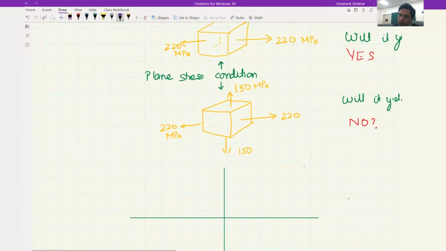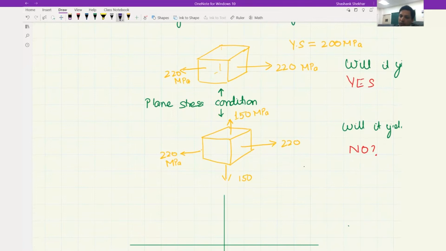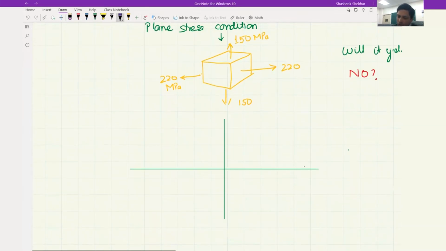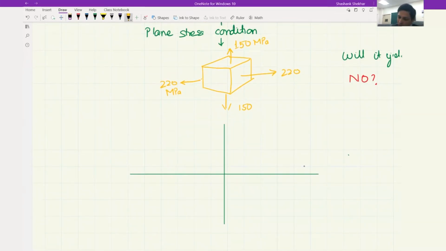So for the first state, where we have uniaxial, which means that on the other side, again assuming plane stress condition, it is 0, the overall stress state can be defined like this by using this Mohr circle. So here it was 220, here it was 0, and therefore we know it will yield. Now in the second condition, the stress in this direction is still 220, but in the other direction, it is now 150.